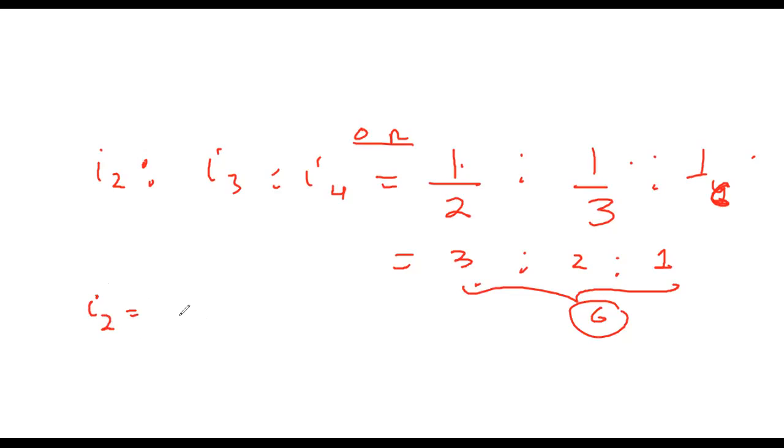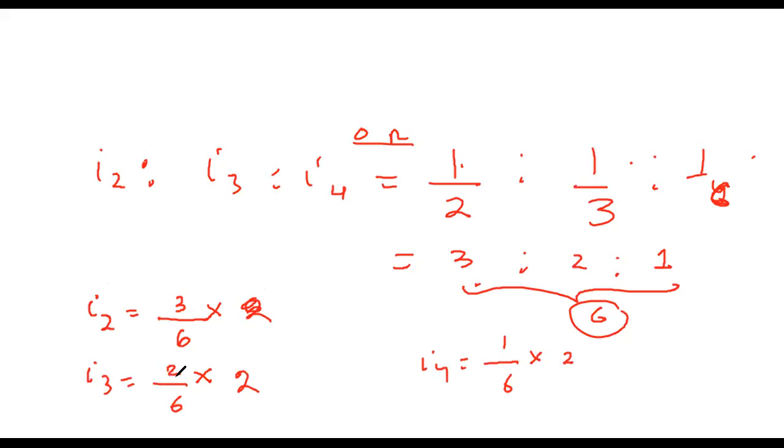3, 2, 1 cut, total 6. So out of 6, 3 parts; out of 6, 2 parts; out of 6, 1 part. Into total current we got 6, into total current we got 2. This method, follow? If they give a ratio, then how can we do it directly?